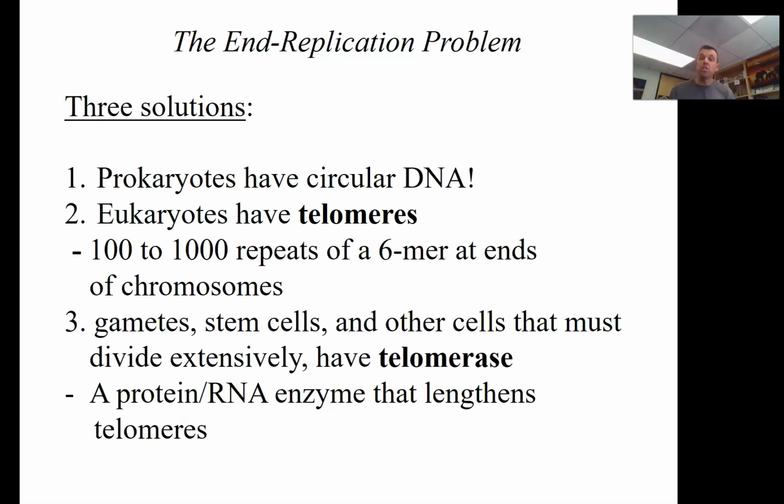However, there are certain cells that have to divide a lot more times than that would allow. These are things like gametes, stem cells, the sex cells, anything that has to divide a lot. That's basically not good enough, right? So these have an enzyme called telomerase.